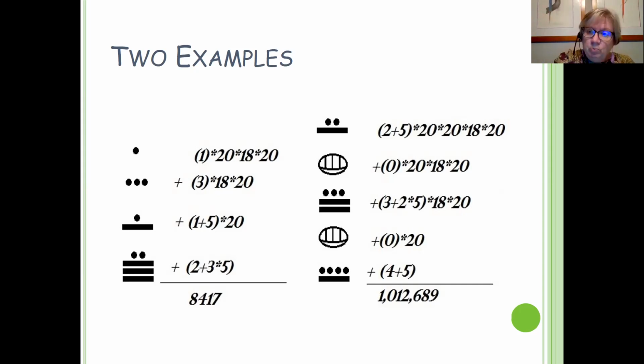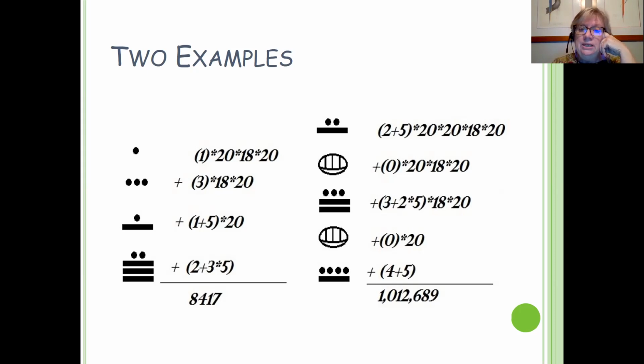All right, so when I figure out what that column of dots and dashes represents, I would just figure out the value of each numeral, and then multiply it by its place. So starting from the top, I've got 1 times 20 times 18 is 360, times 20, 1 times 7,200. And then I've got 3 times 360. And then I've got 6 times 20. And then I've got 17 times 1. And I just add all those up together and I get 8,417.